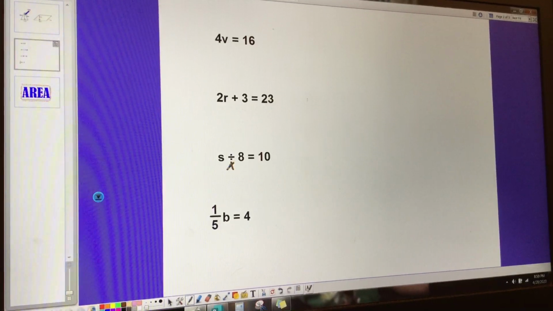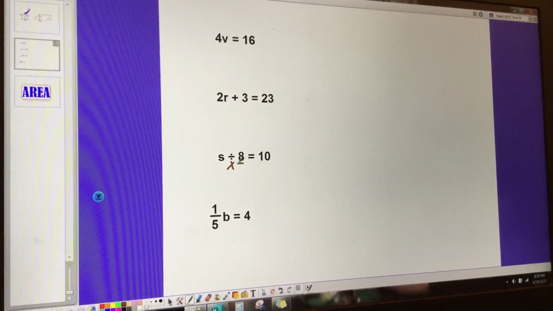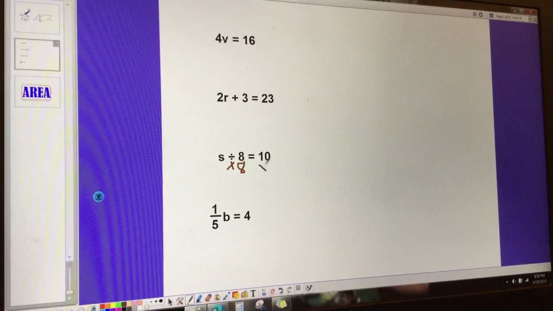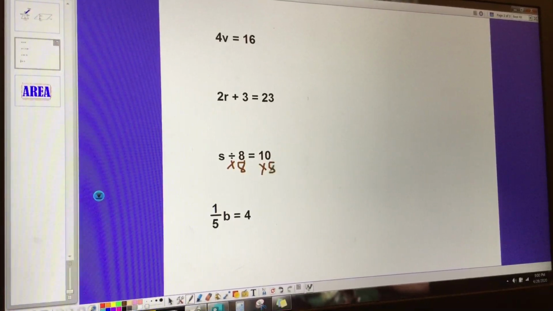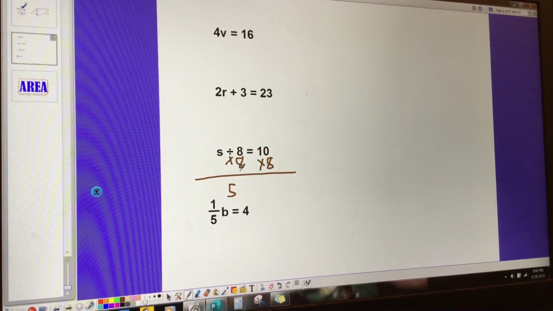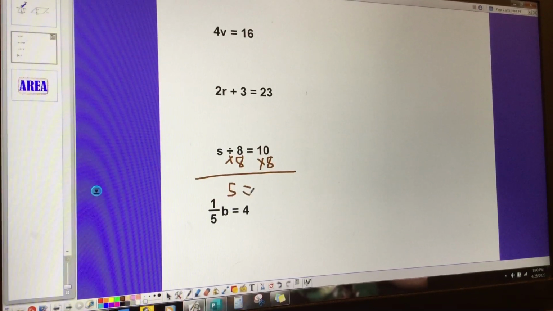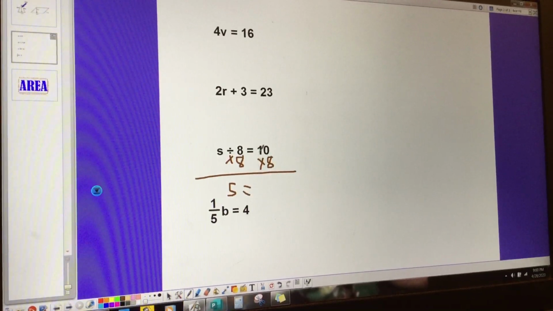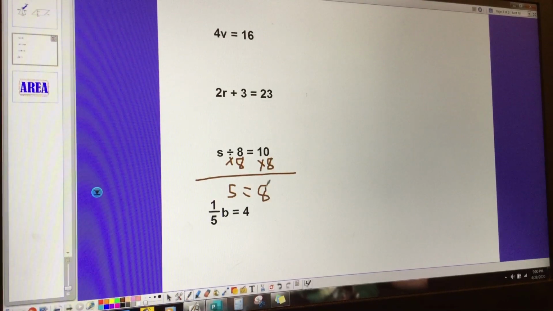To get s alone, I'm going to undo my dividing by 8, and I'm going to multiply by 8. Whatever I do on that half of the equal sign, I do on this side, right? So I still have an s left, because 8 divided by 8 is 1. 1s is just s, right? S equals, I'm so sorry, that looks like a 5. That's an s. S equals 10 times 8, which is 80.